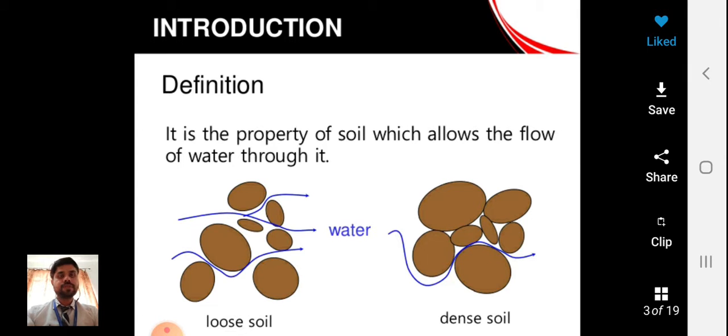Today's topic is permeability of soil. So, let's start with the introduction part. What is the definition of permeability? Basically, permeability is a property of soil which allows the flow of water through it. As you can see in the picture here, the blue lines show water, and the brown parts are the particles of soil which allow water to flow within them. So as you can see, in loose soil, the flow of water is higher as compared to dense soil.